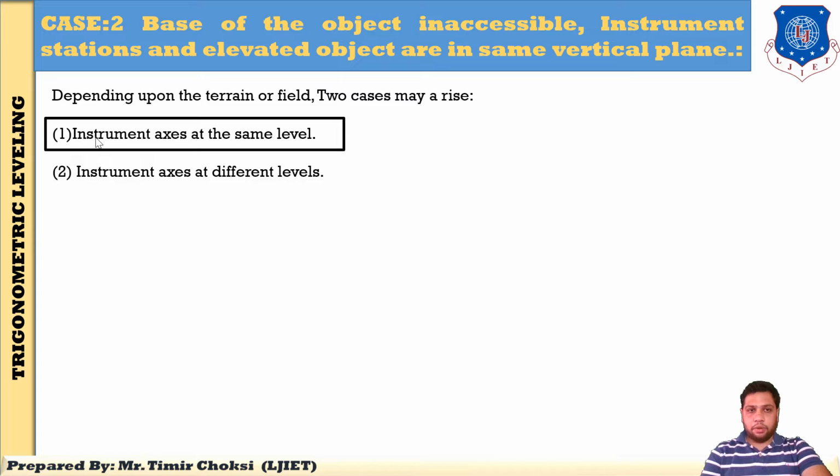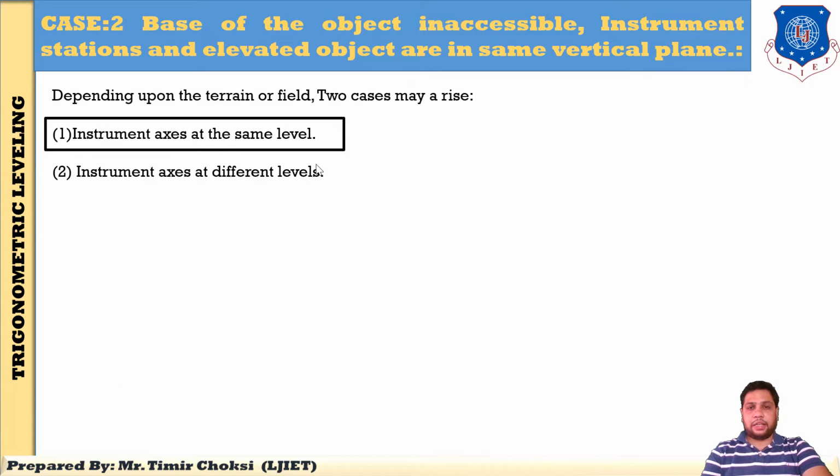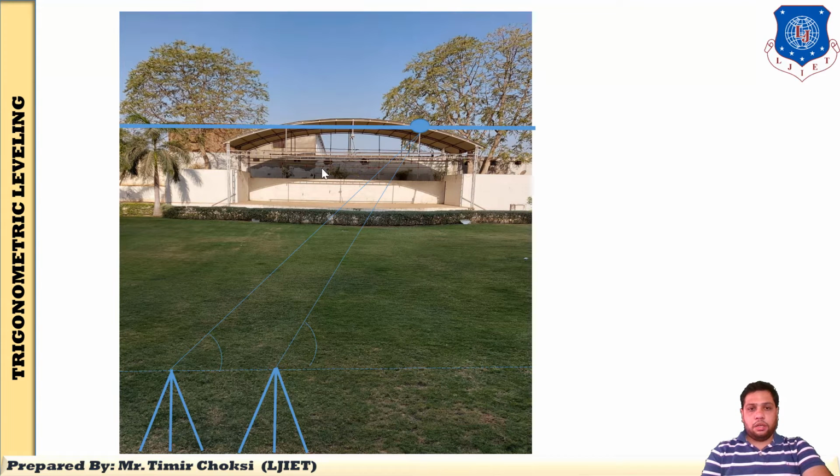In case number 2, the first condition I have explained is the instrument axis at the same level. Student, when you start case number 2, this is the most important point. When the field condition arises where the base of the object is inaccessible, it is compulsory to use two instruments for finding the height of the building as well as the horizontal distance between the instrument station and the object. So here I am using two instruments.